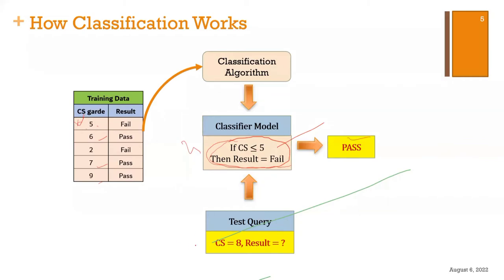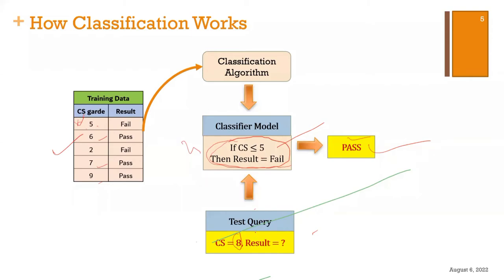Then we brought in a test case. And I told you the test case must not be inside the training set. So the test case said CS is equal to 8. It means the grade was 8. Then you put it back into your model. This is the hypothesis function, the program generated by our system. If the CS grade, which is 8, is less than or equal to 5? 8 is not less than or equal to 5. So it is not going to fail, which means the output is going to be pass.